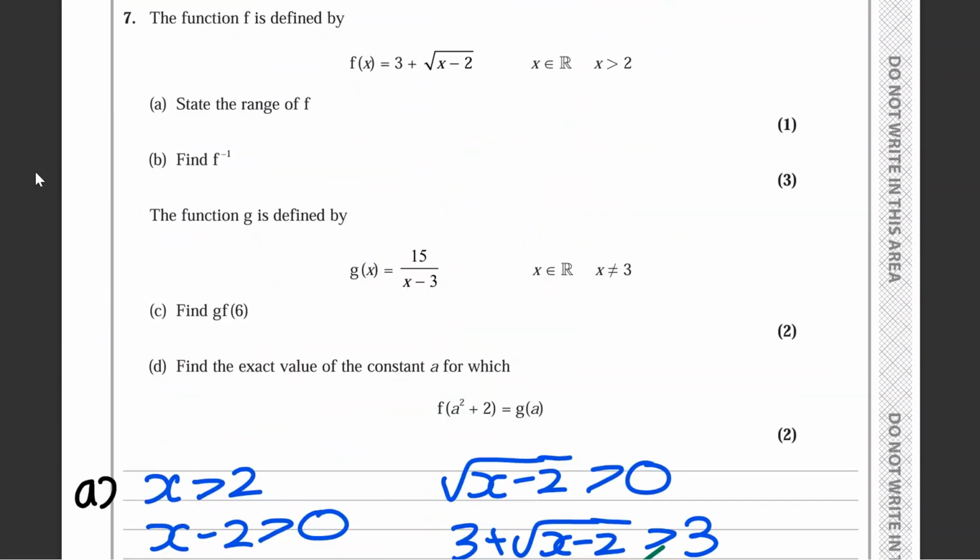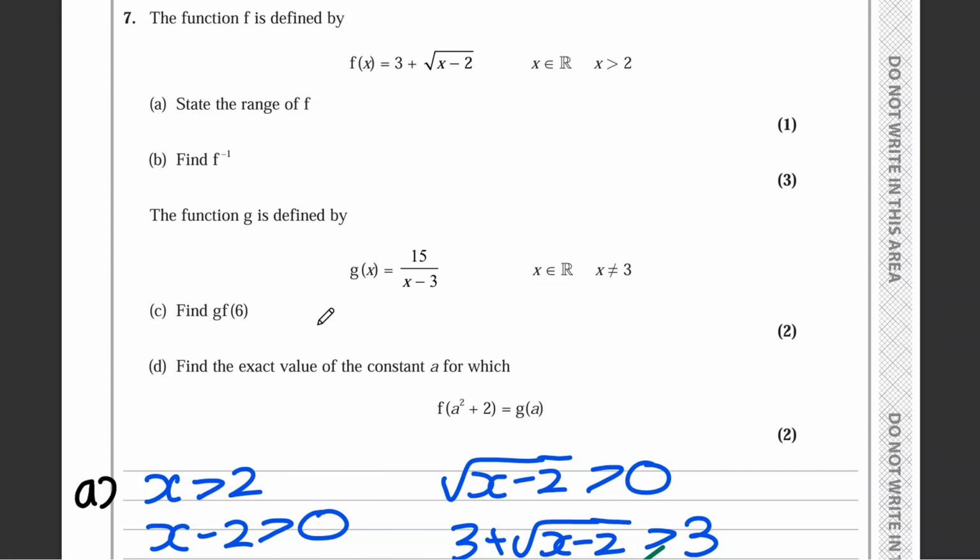Okay, so for part C, we're told about the function g that is defined by g of x is equal to 15 over x minus 3, where x cannot be equal to 3. And for part C, we need to find gf of 6. So this is a composite functions question. Now, there are 2 ways that you can do this question.